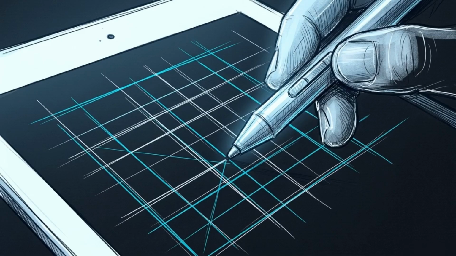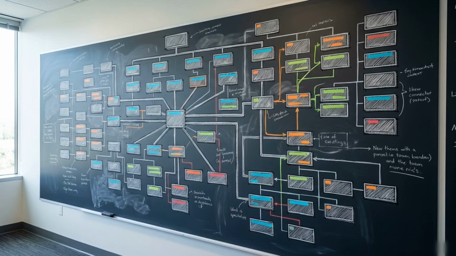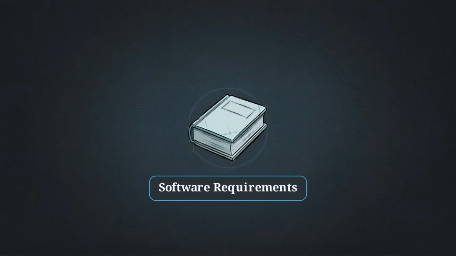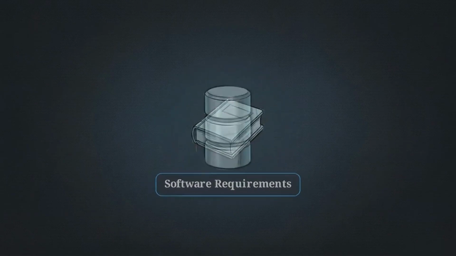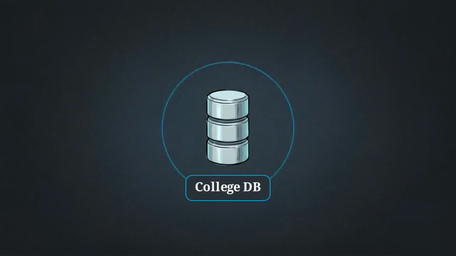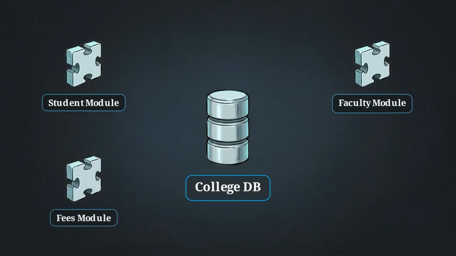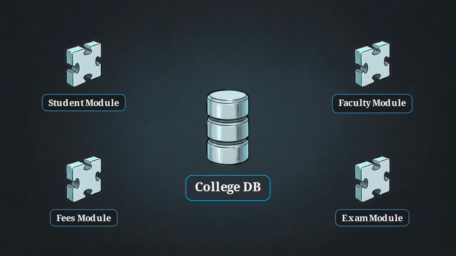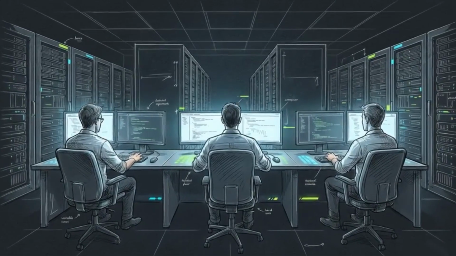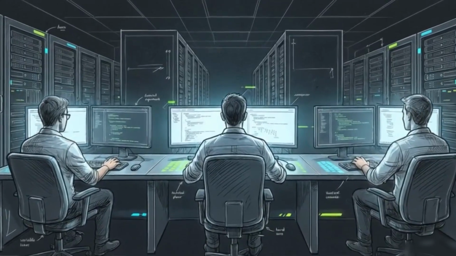Once the requirements are set, we enter Phase 3, software design. We move from the what to the how, planning the architectural logic that will support the software. The SRS is translated into technical structures. For the college system, developers map out the central database and connect it to specific modules for students, faculty, fees, and exams. With the design complete, the team moves to Phase 4, coding.